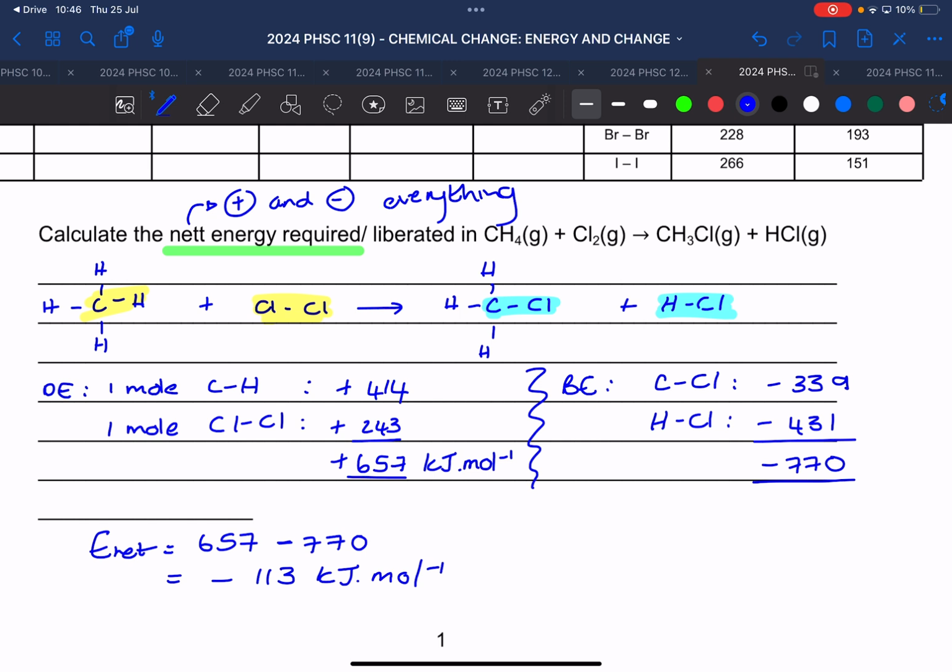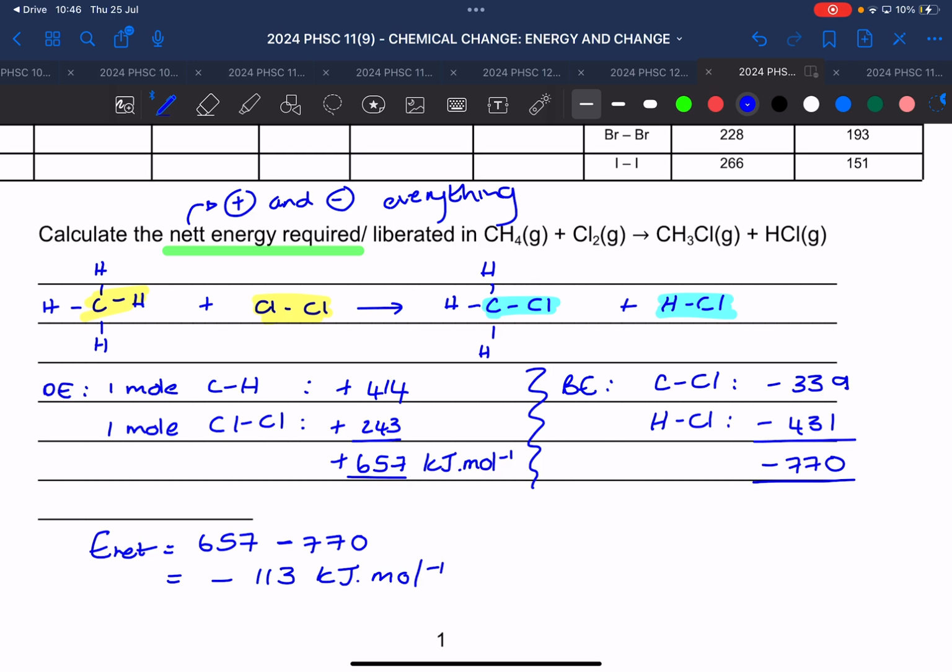Okay. So what did you just calculate? You just calculated if a reaction takes place, does it need more energy or does it give off more energy? Okay, it will always need energy and it will always give off energy, but does it need more or does it give off more? Which one is the bigger one? Okay, are you with me?